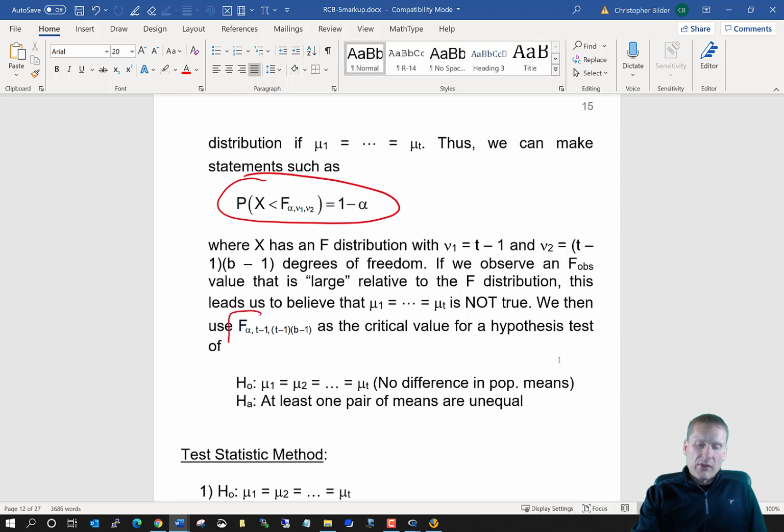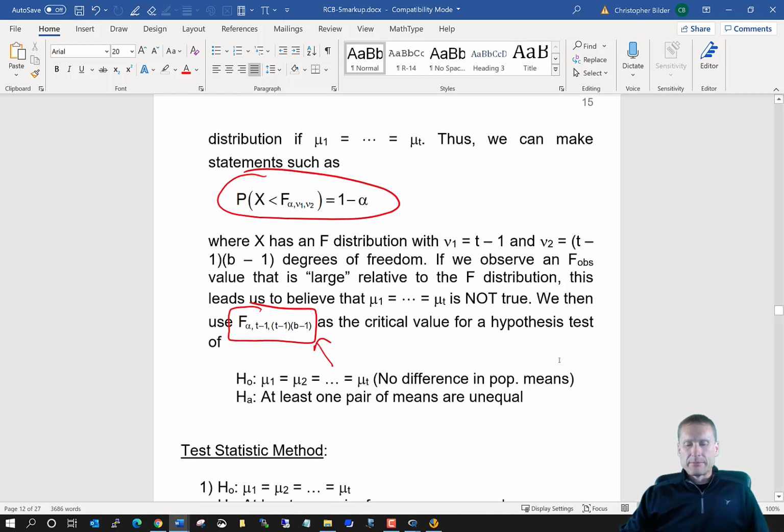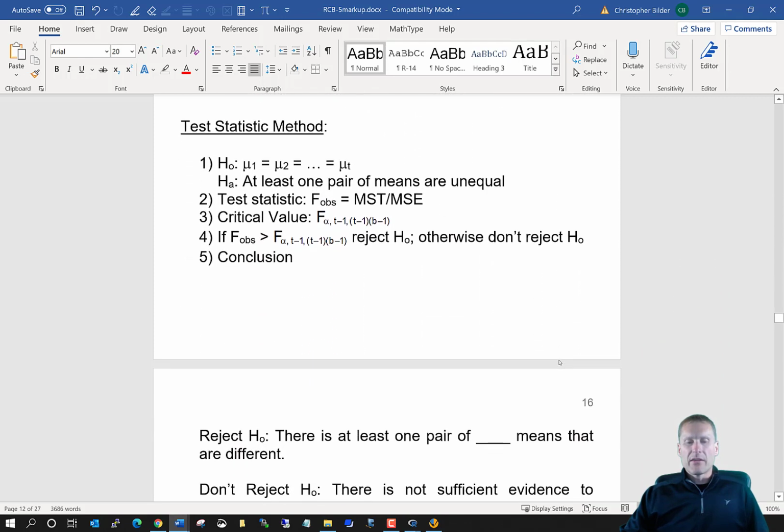And we need to decide, well, how large does F obs have to be in order to reject H0? And so we look at the extreme portion of our F distribution. How do we define extreme? That's where a critical value comes into play. Okay, so let's take a look at this more formally with the test statistic method.